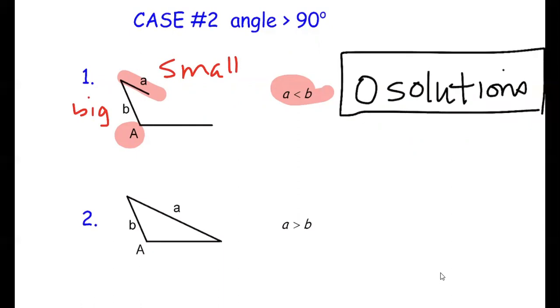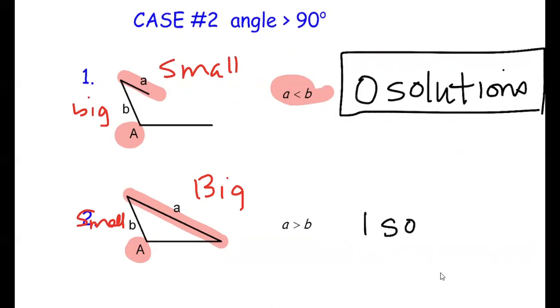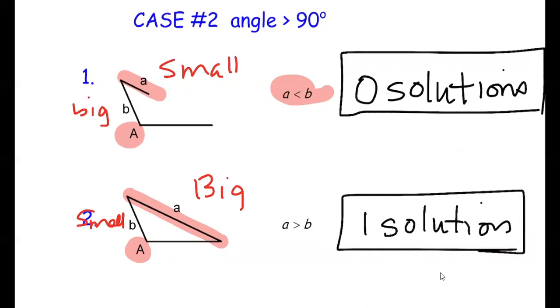Okay. And if your big angle, bigger than 90 degrees, has to be the biggest angle, it is across from the biggest side. So if this is big and this is small, that's what we expect. That's the normal way to do things for a triangle. And so that'll be okay. That'll be one solution. Okay. All right. So let's go through things and see how things go.